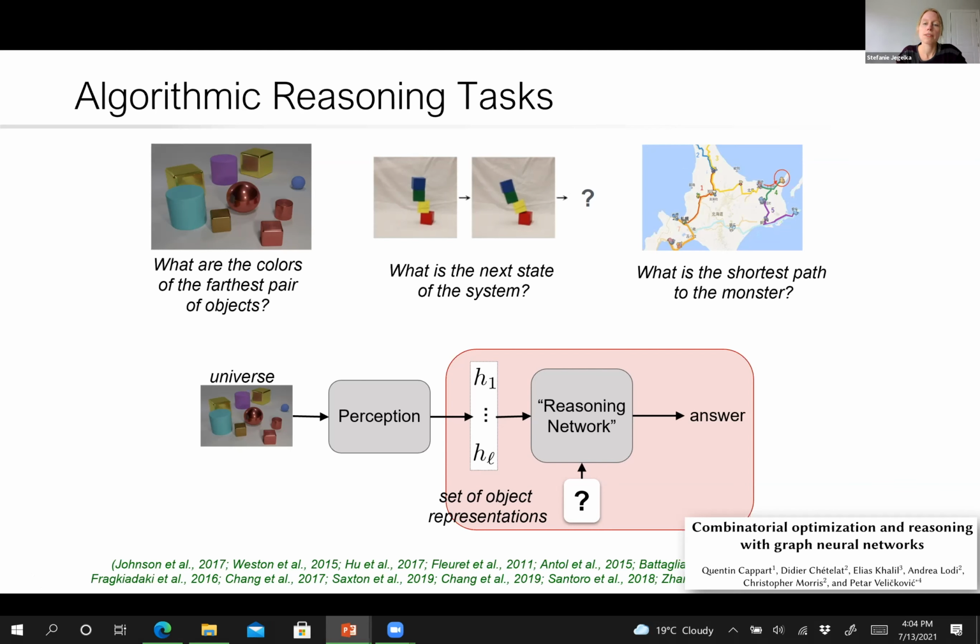And now the key question is what could go into the so-called reasoning network that takes a set of object representations and computes the answer.